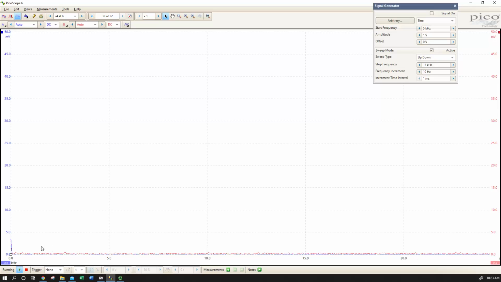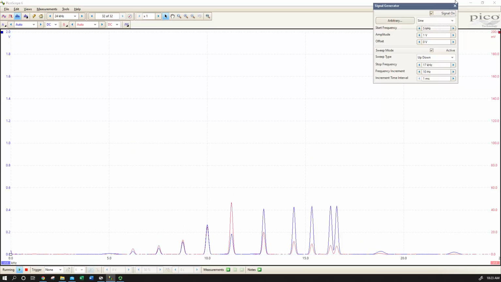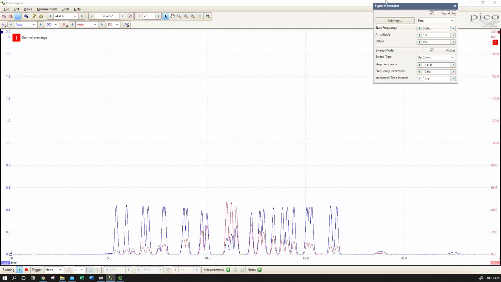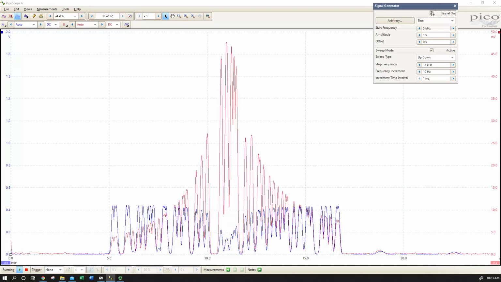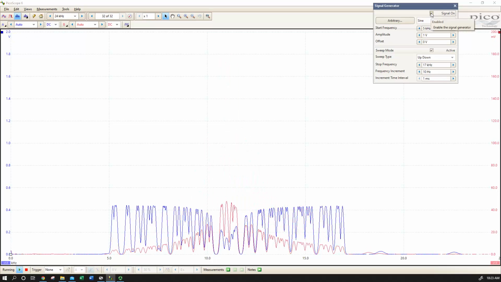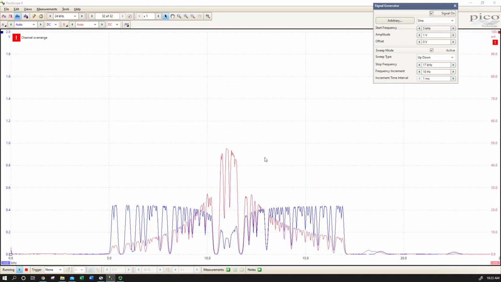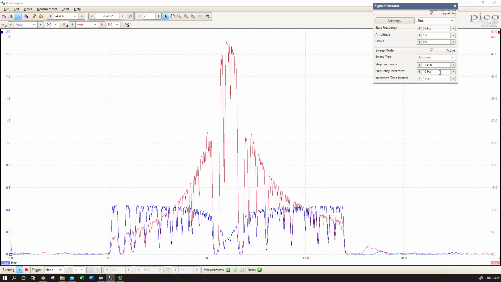They're just collecting whatever's going on at 5 kilohertz. In fact, at nothing, because we don't have a signal on. But now we're ready to collect. So if I turn my signal on, I should start seeing something. And there we go. We're getting all kinds of notes of channel overage. And we're collecting data very, very quickly over this range.